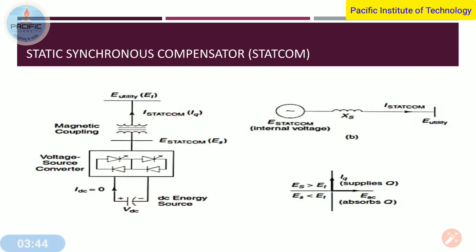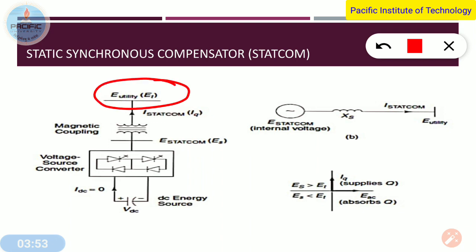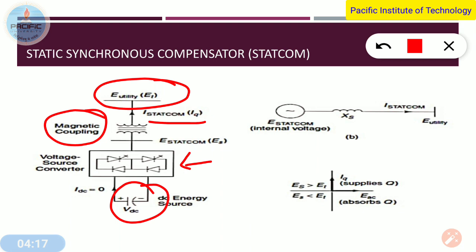So here is the diagram of a STATCOM, right? Now remember all the diagrams. Here it is the utility voltage or ET. It is basically the transmission voltage, or you can say grid voltage. And here it is the STATCOM current, which is given by IQ. This is a magnetic coupling, a small reactance coupling, which is connecting the static synchronous compensator, that is a STATCOM, with the grid. This is a voltage source converter, and here it is a DC energy source. And in most cases, we will find that a capacitor bank is used as the DC energy source.